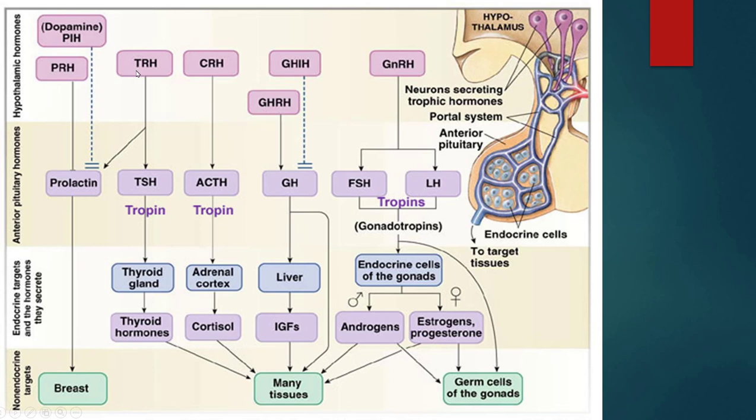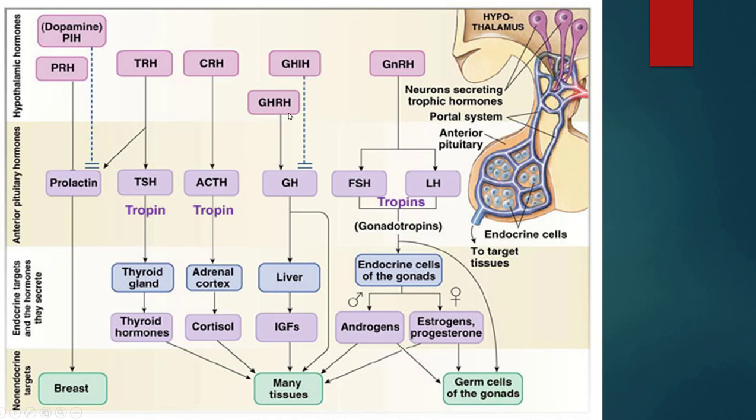Thyroid stimulating hormone, or thyrotropin, acts on the thyroid gland, and then the thyroid gland produces thyroid hormone. Or CRH causes release of adrenocorticotropic hormone by the anterior pituitary. It acts on the adrenal cortex and produces cortisol.